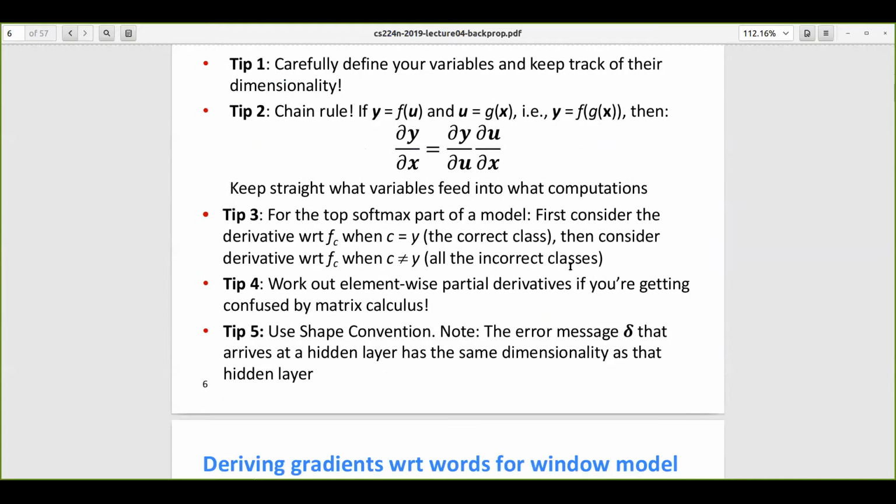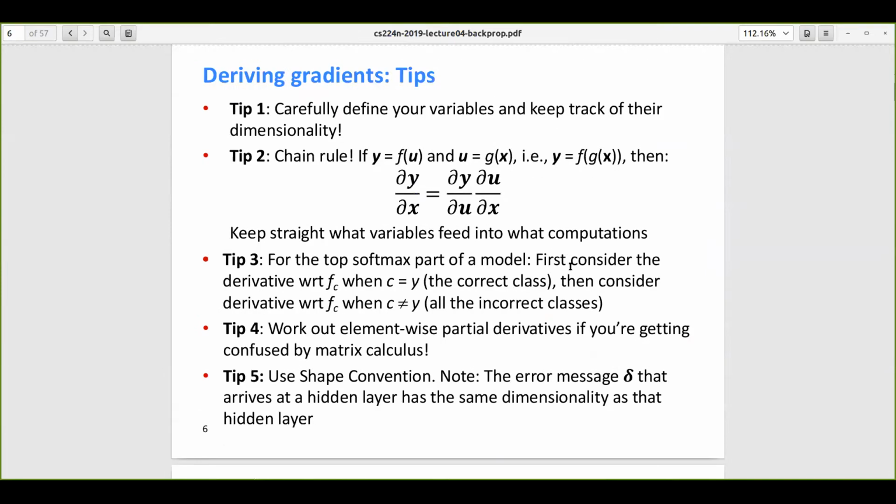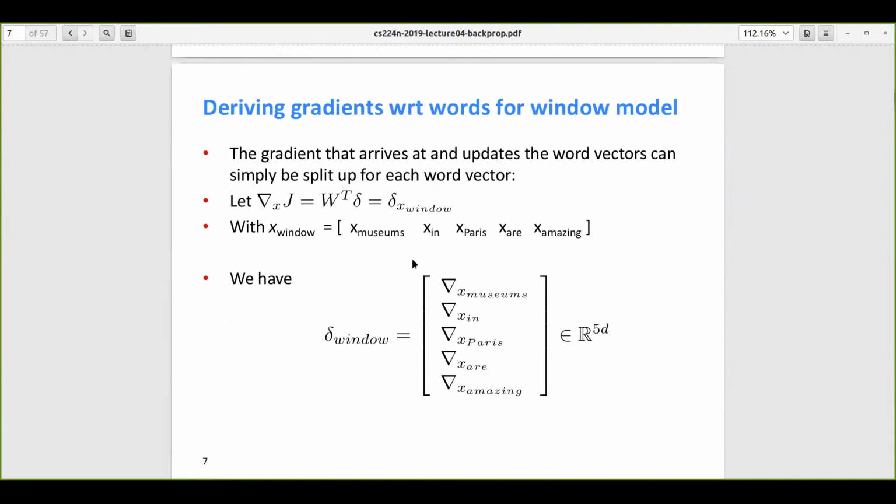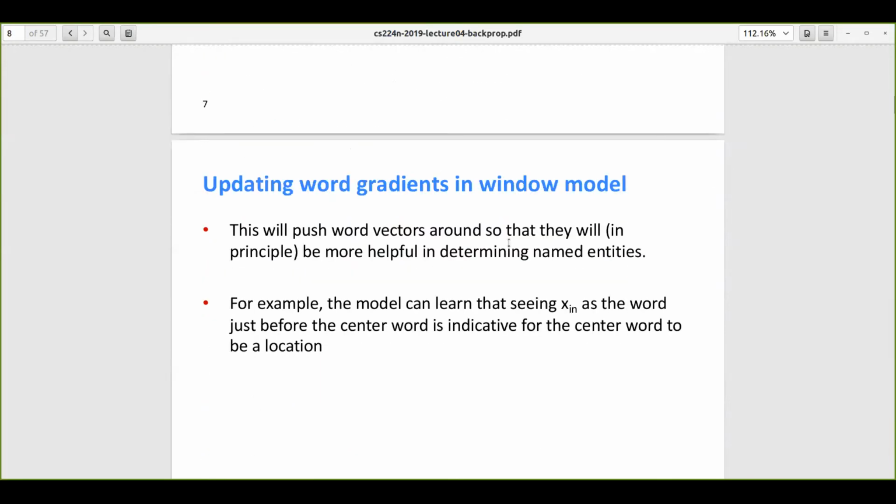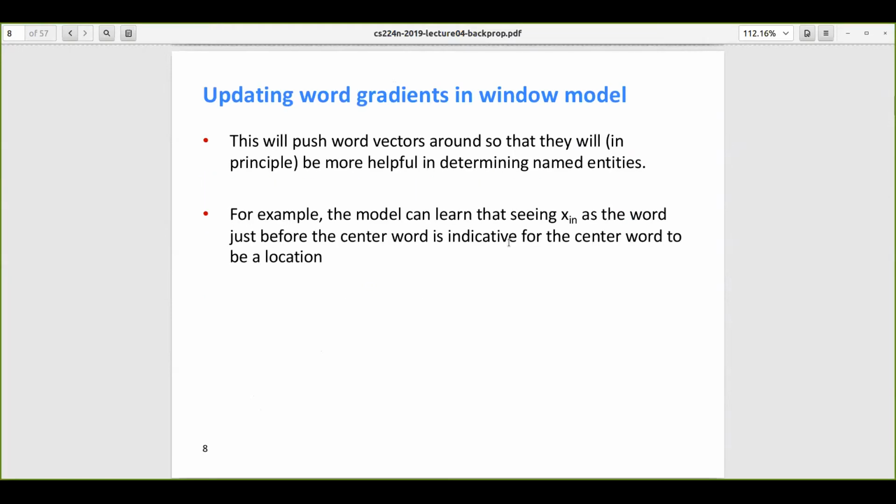So here are some tips about calculating derivatives. You must be familiar with the chain rule by now, so this is the equation for that. There is a more intuitive way of understanding the chain rule, which we'll see in the blog. So we will get back to these things once we go through the blog.